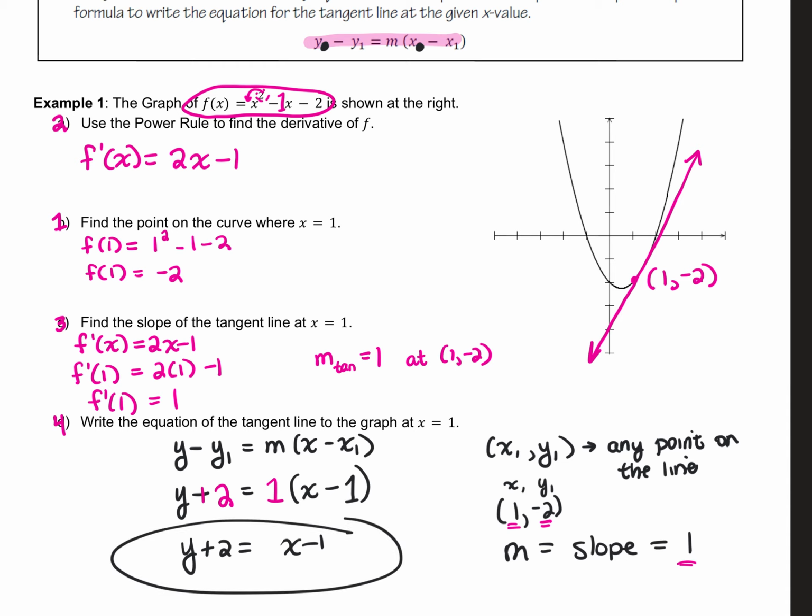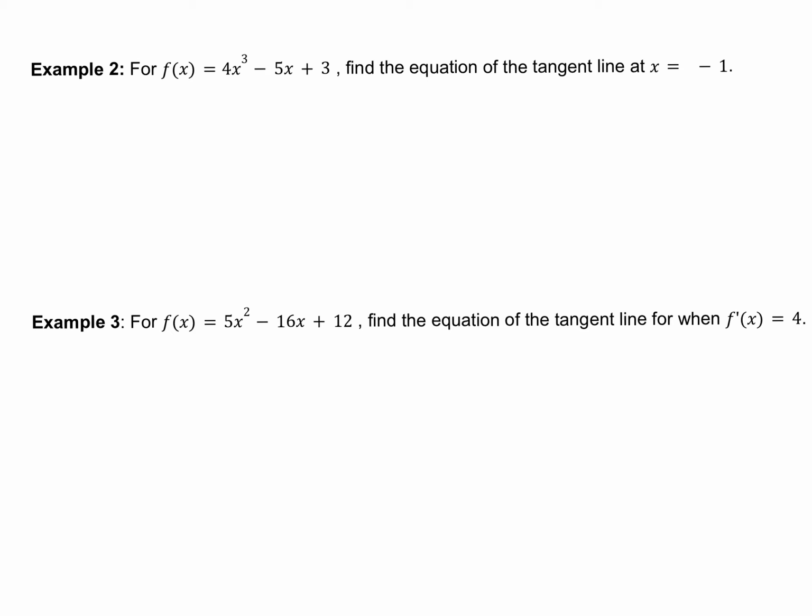This is fine. I do not need you to write this in slope-intercept form. I don't need you to write it in standard form. I just want you to write the equation of the line. In fact, I want you to keep it in point-slope form. I don't want you to change it because then we'll all have the same equation. All right, so let's try example 2.